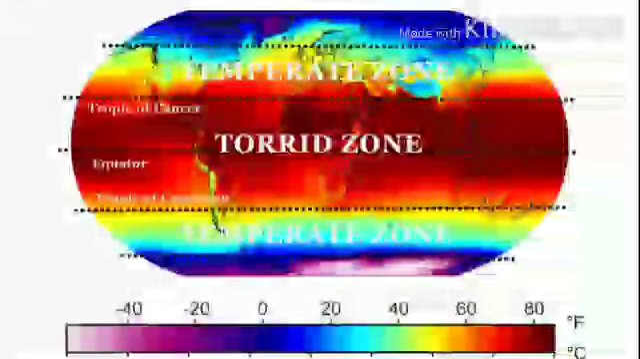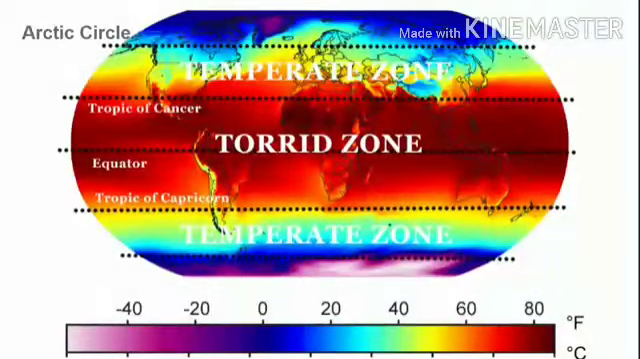As we go further away, we have the temperate zone. This is the area lying between Tropic of Cancer and Arctic Circle in the northern hemisphere, and in the southern hemisphere it is between Tropic of Capricorn and Antarctic Circle. This area has a pleasant climate. That's why you will find most of the tourist destinations in the world located in temperate regions.